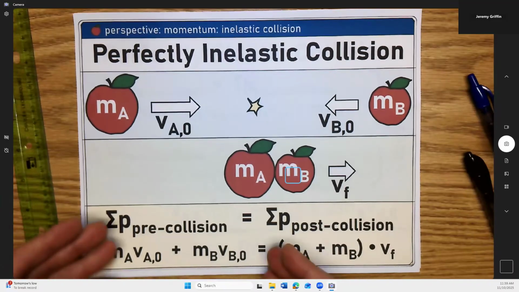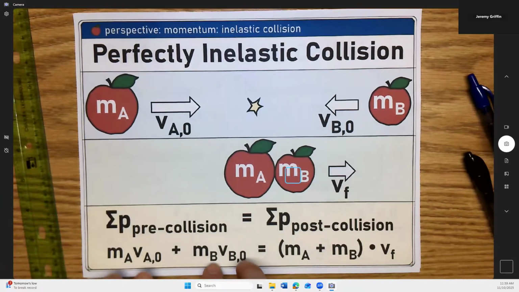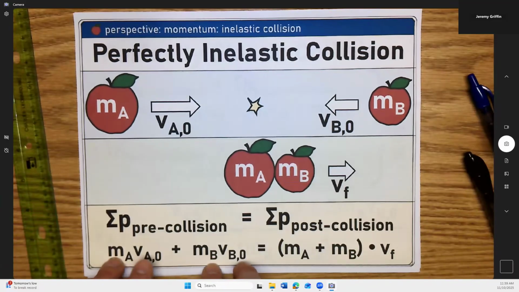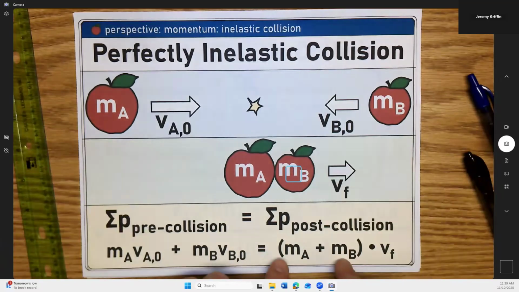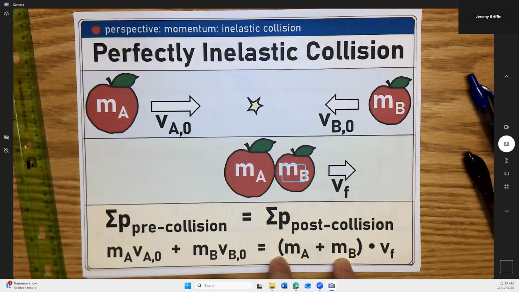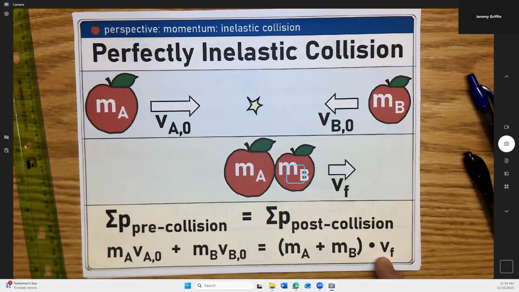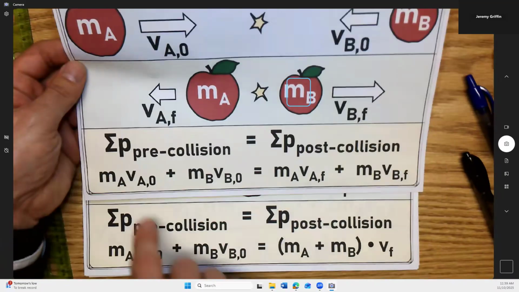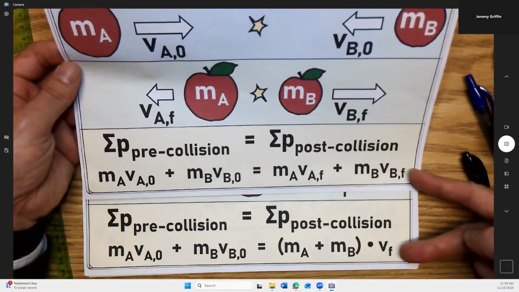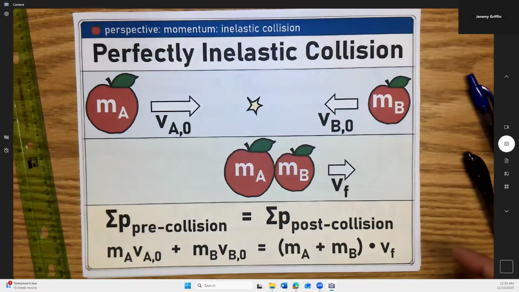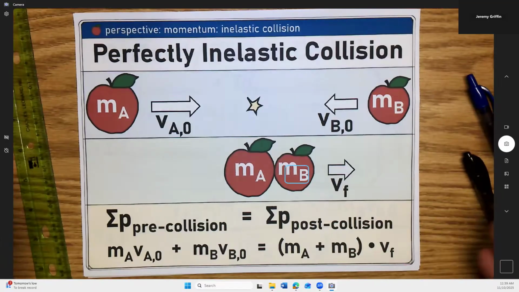Look at this momentum equation here. It starts off before, just like the regular general case. Got mass times velocity plus mass times velocity for the individual bits. Then we stick together to make one giant mass, with one common final velocity, just like that. Or you can factor this out. But if you compare and contrast here, it's a really similar looking expression, just post collision, they stick together. That's all. And so this is one extreme kind of condition that you could have. One kind of extreme collision you could have is where they stick together.